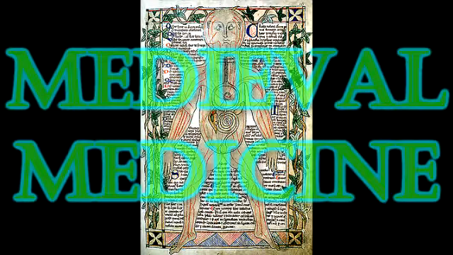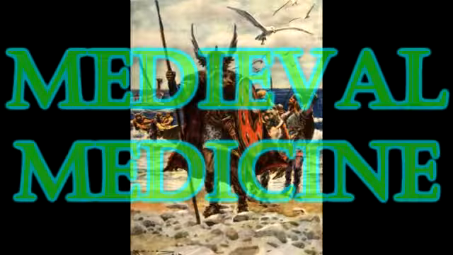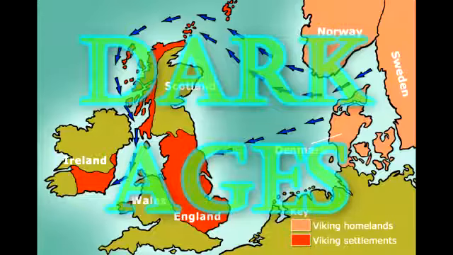You can split the medieval period into two distinct ages. Up to 1066 you get the Dark Ages, and then from 1066 to 1450 are called the High Middle Ages. Let's have a look at the Dark Ages first.